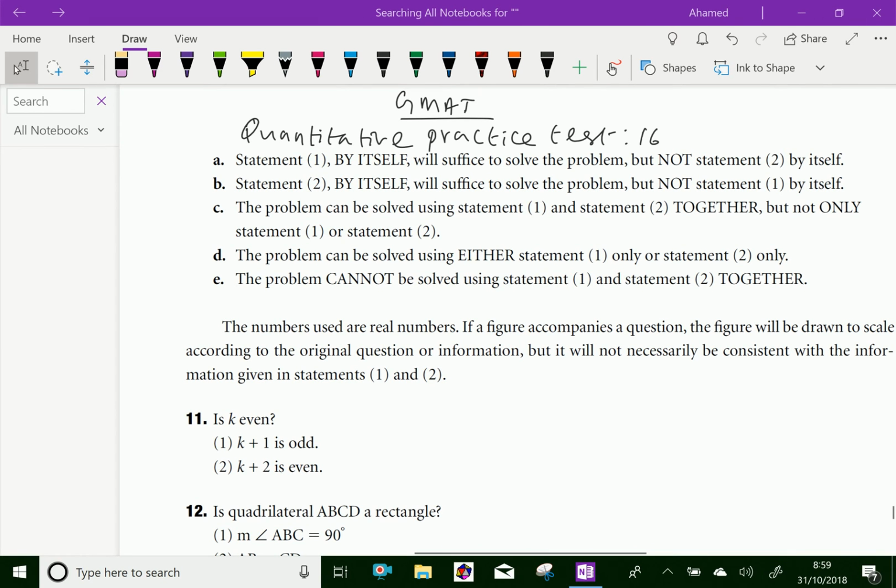Welcome to aminacademy.com. In GMAT, let us do quantitative practice test. In that, we'll do now data sufficiency questions. Look at this example.